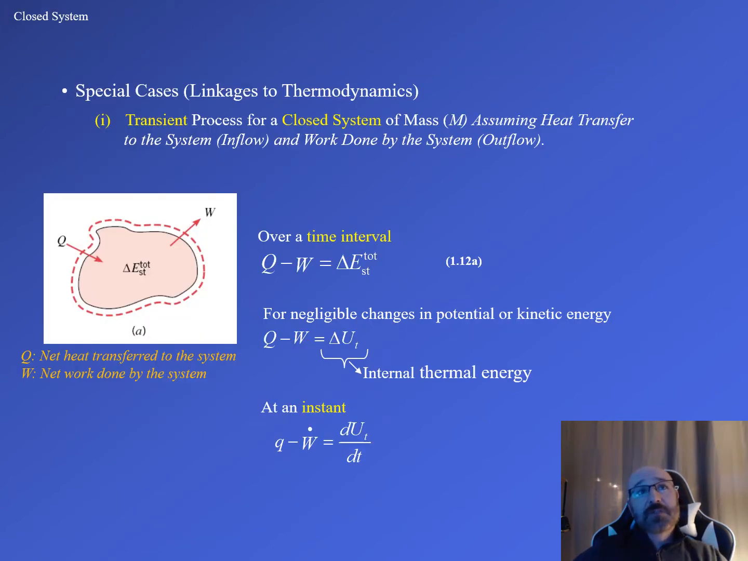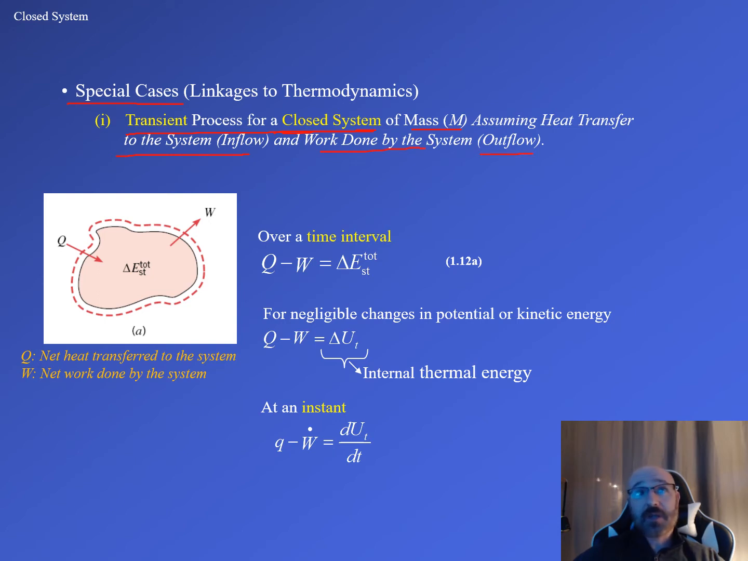So let's take a look at a special case right here. We're going to notice that throughout the semester there's going to be a lot of special cases. With the special cases, some of our governing equations will be able to be simplified down and modified to match those cases. So here we're going to talk about the transient process for a closed system. It's going to have some mass given to us as m, assuming heat transfer to the system, inflow, and work done by the system, outflow.